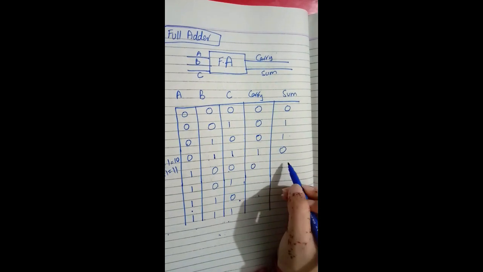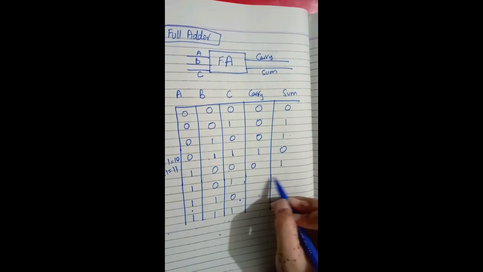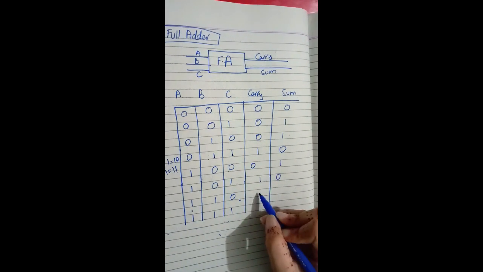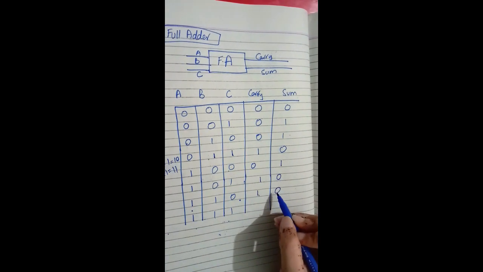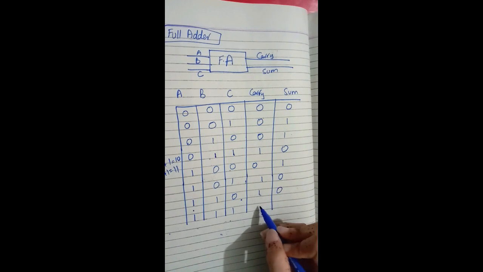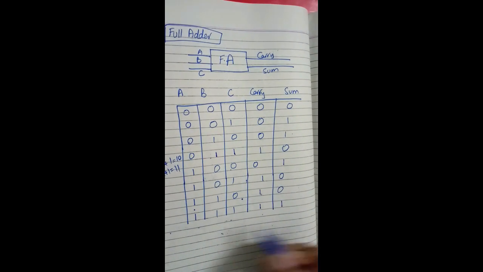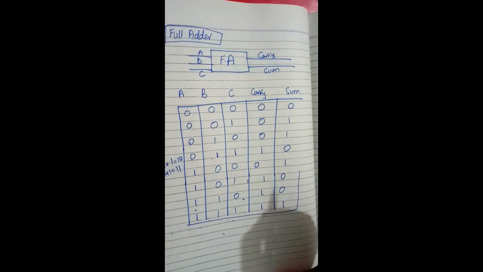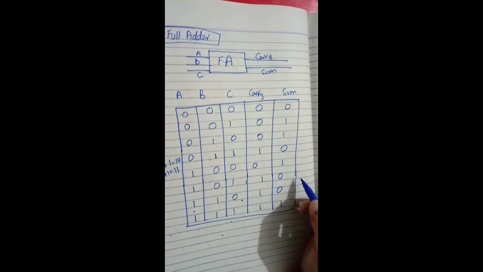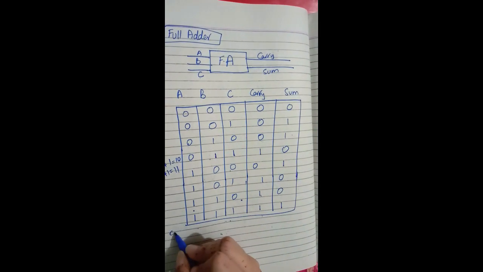Again this is carry 0, sum is 1. 1 plus 1 again is 10. 1 plus 1 is 10. And for the triple 1 we have 11. This is our table for the full adder. And now we will do the circuit diagram for it.